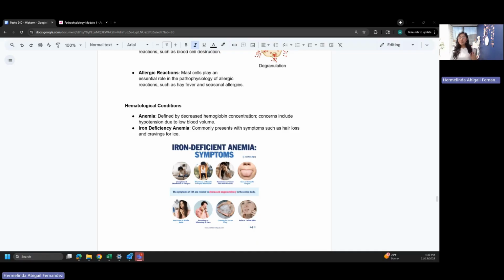Hematological conditions, so anemia. This is defined by decreased hemoglobin concentration. I know you guys learned this in AMP2, so all of this is pretty much review. These concerns include hypotension. Remember, hypo is low, so you're going to have a low blood pressure due to low blood volume. Iron deficiency anemia is commonly presented with symptoms such as hair loss and craving for ice. Those are going to be typical signs for your iron deficiency anemia.